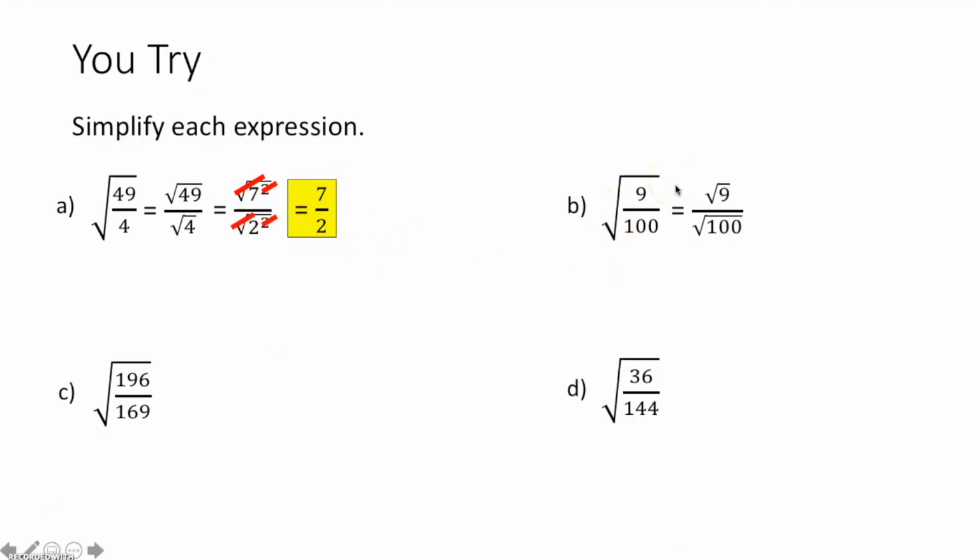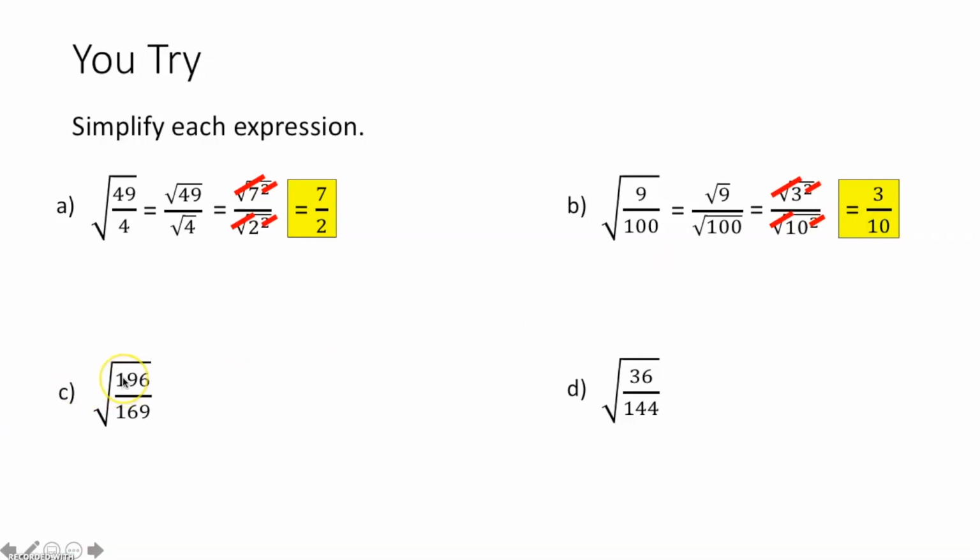So again, we rewrite it with the square root of our numerator and denominator. We then figure out what number squared is equal to 9? 3. So we rewrite that as 3 squared. What number squared is equal to 100? That's 10. So we rewrite that as 10 squared. Now the square root and the squares cancel each other out. We're left with 3 over 10. Nothing divides into each of those. We're done.